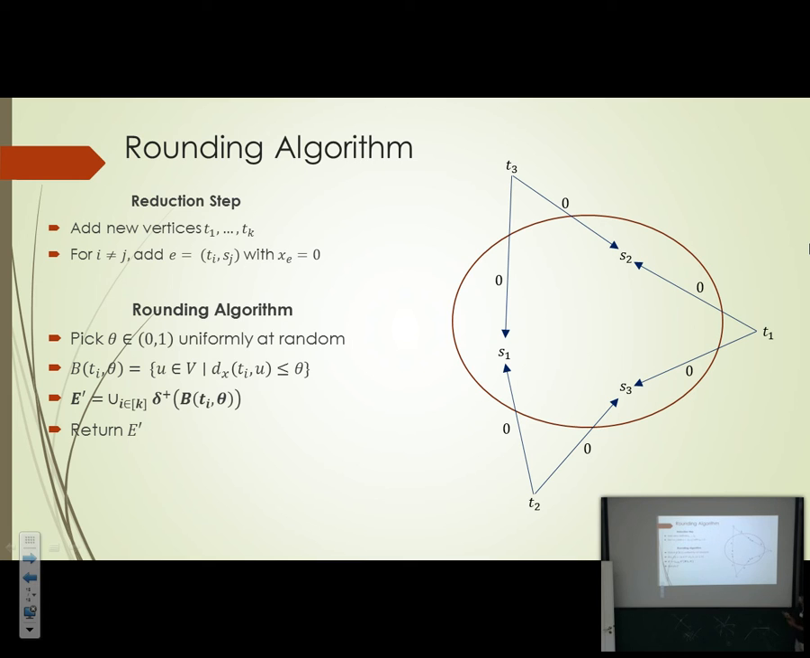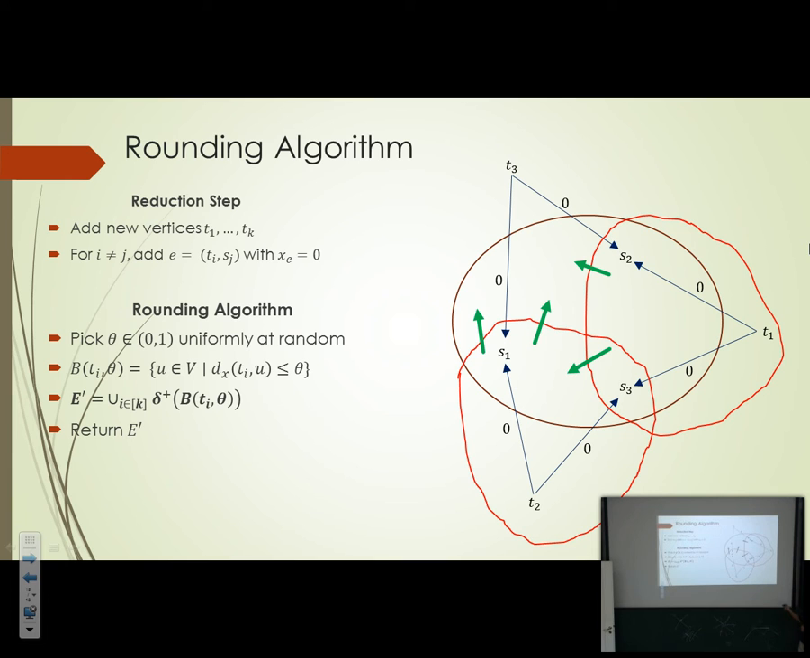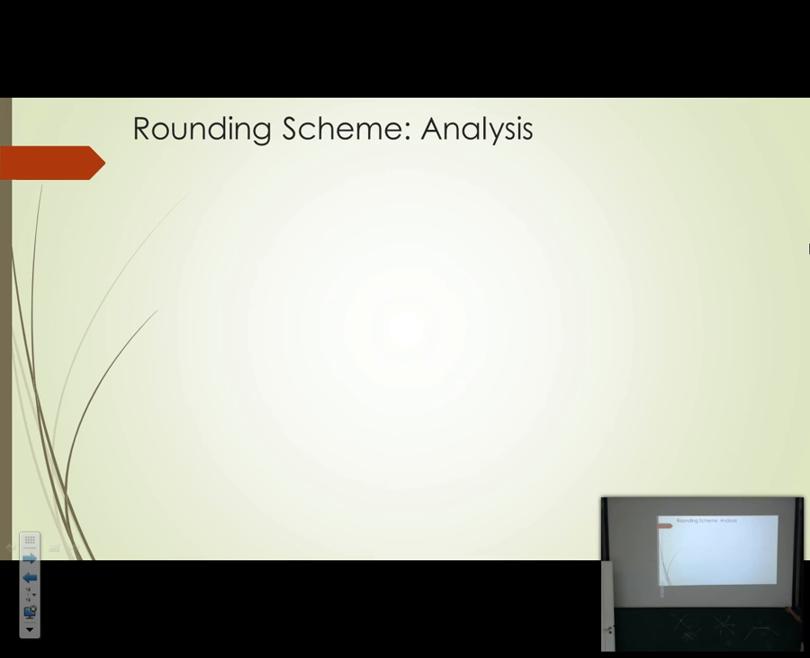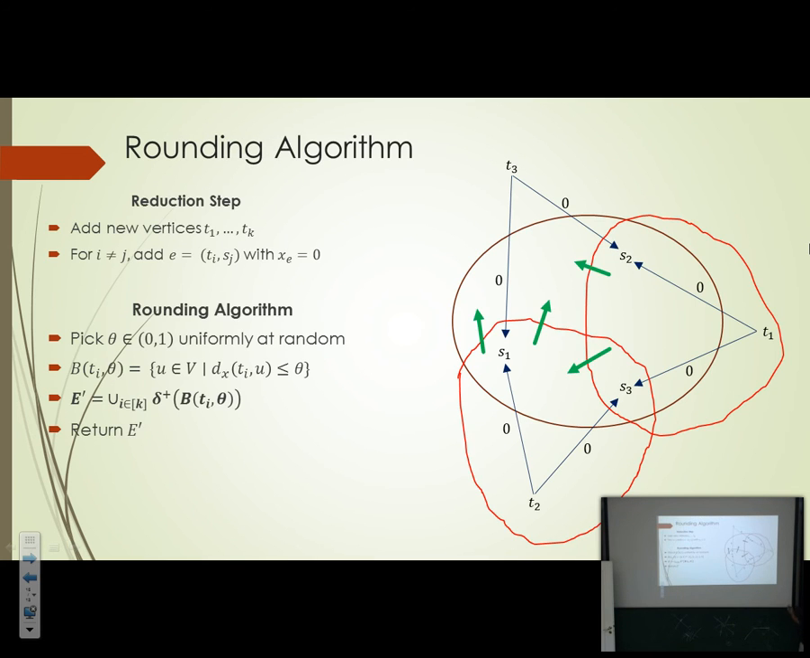So for example, if this was the graph, we look at the theta radius ball around T1 and we remove the edges going out. Similarly, we remove the edges going out of T2 and so on. Note that in this case, the balls of radius theta around the Ti's may intersect. So the analysis is a bit subtle because we can't just calculate the probability that an edge is in one of the edge boundaries and take the union bound. We'll see the analysis. It's actually short. Any question about the algorithm so far?